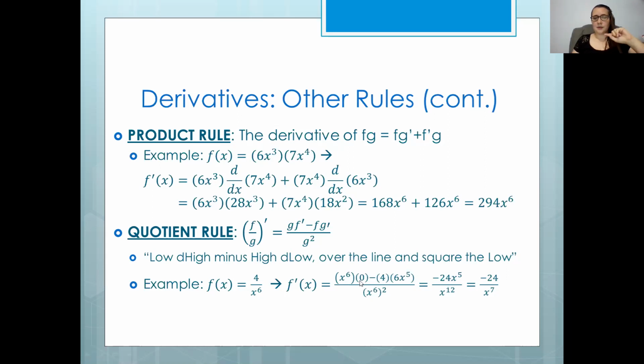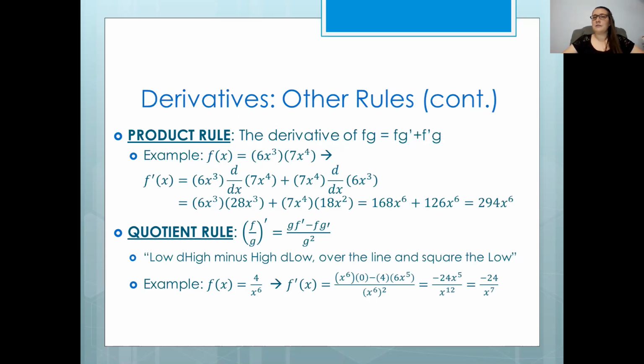So x to the 6th times 0 goes away, it's 0. 4 times 6 is 24, but it's subtracted, so it's negative 24x to the 5th divided by x to the 12th. We can simplify that a little more by taking out the x to the 5th on top and subtracting 5 from the exponent on the bottom. So negative 24 over x to the 7th would be our final answer according to the quotient rule.